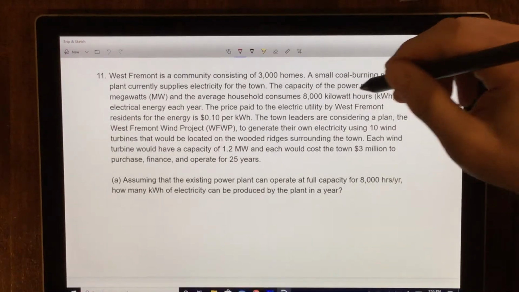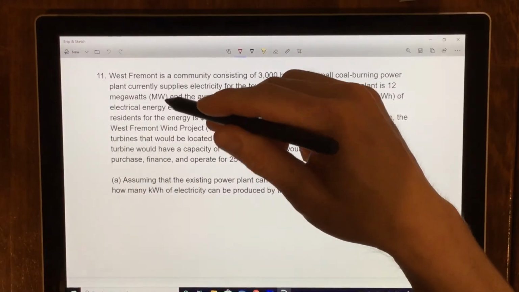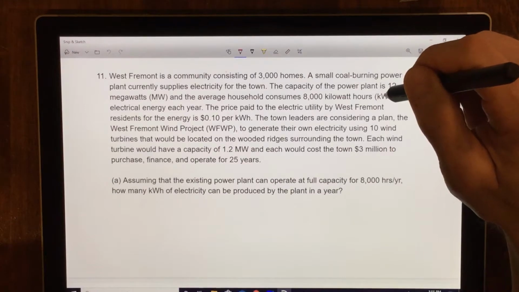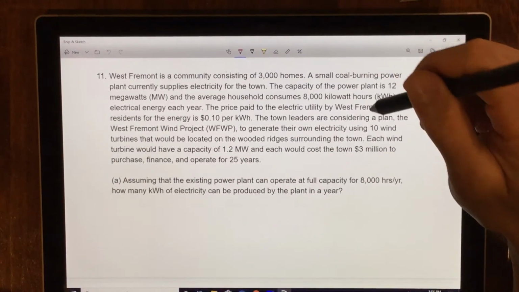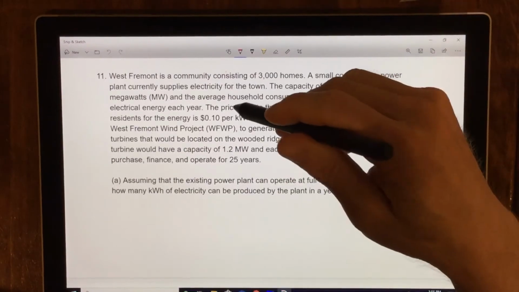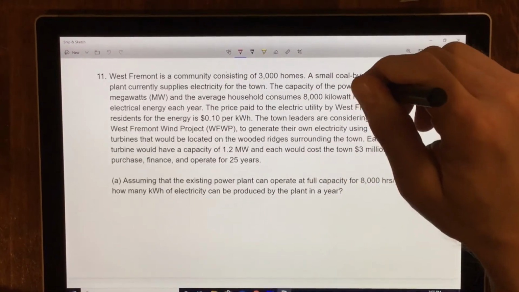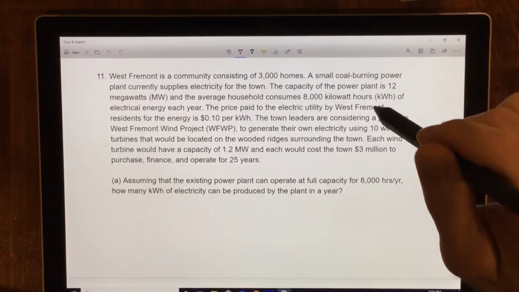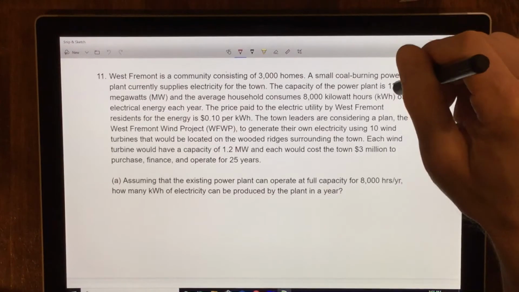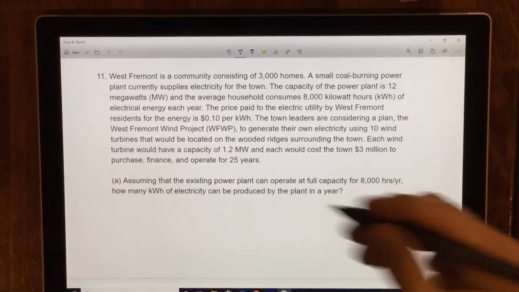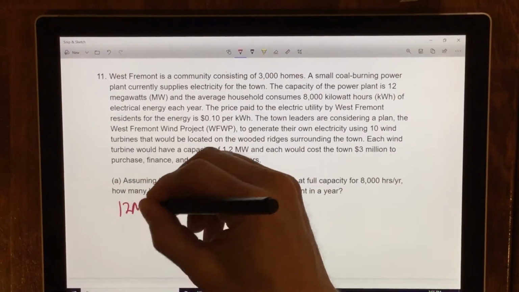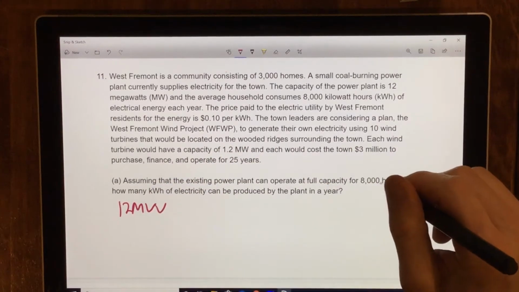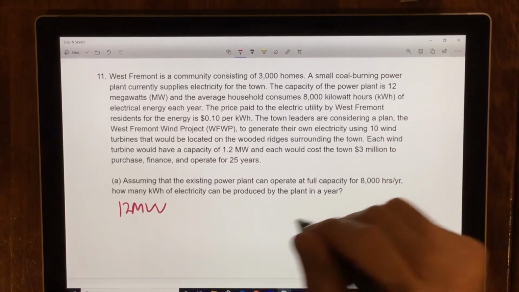When it says the capacity is 12 megawatts, that 12 megawatts is at any time it's running, right? So if it's at full capacity for 1 second, then it's producing 12 megawatts for 1 second. If it's running at full capacity for 2 days, then it's running at 12 megawatts for 2 days. So that is at any given time. So if we know it's running at 12 megawatts at any time, and then we multiply it by hours, 8,000 hours, we get megawatt hours.